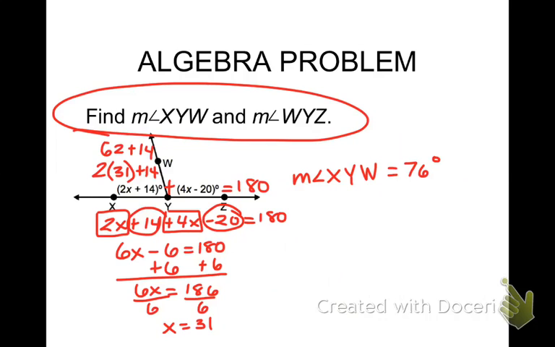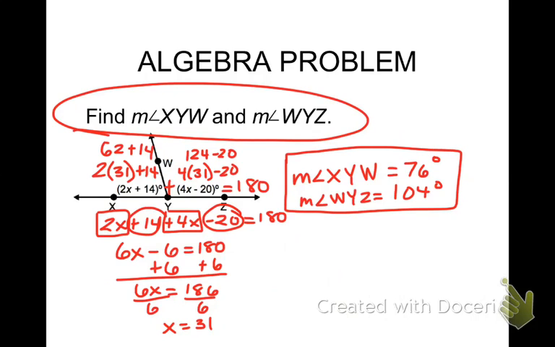Now let's do the same thing over on the other side. 4 times 31 is what, 124? Yeah. 124 minus 20 is 104. So the measure of angle WYZ is equal to 104. Now check it. Did we do it right? Do those two numbers add up to 180? Yeah. 76 plus 104 is 180. Good. All right, so the second problem, do we have supplementary angles?